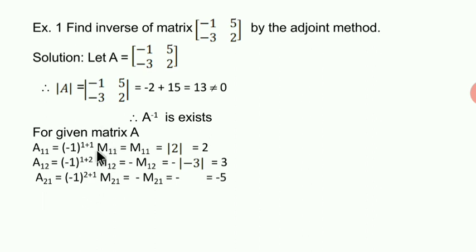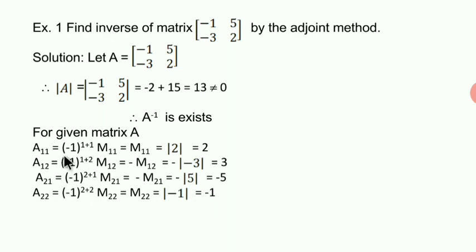A21 is equal to (-1) raised to 2 plus 1 into M21. It is minus M21. M21 is the determinant obtained by deleting second row, first column. Means it is determinant 5. So minus of determinant 5, it is -5. A22 is equal to (-1) raised to 2 plus 2 into M22. It is M22. M22 is the determinant obtained by deleting second row, second column. So it is determinant -1. And value of determinant -1 is -1.